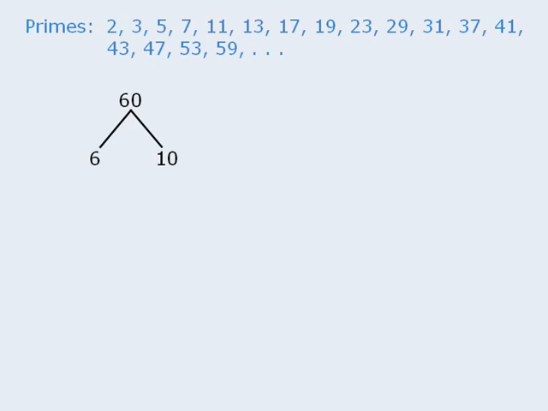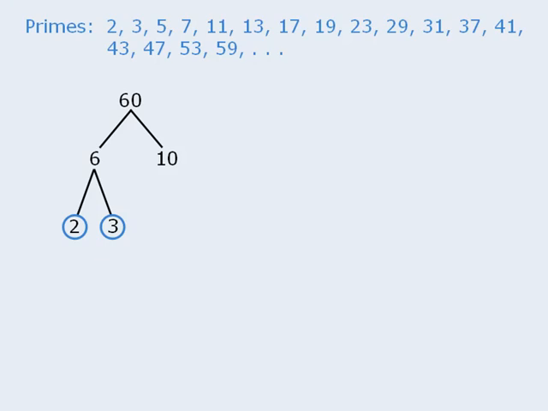Well, one pair of numbers is 6 and 10. Let's examine these two numbers. First, we have 6. Is 6 a prime number? 6 is not prime, which means we can write 6 as the product of two numbers. Two numbers that multiply to be 6 are 2 and 3. Both of these numbers are prime, so we'll circle them to remind us that we can't factor these two numbers any further. Now what about 10?